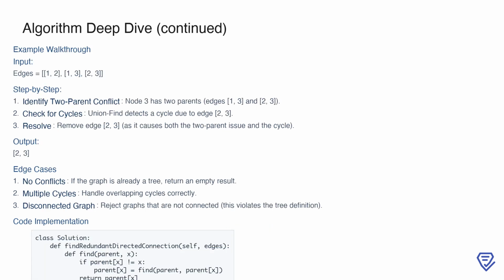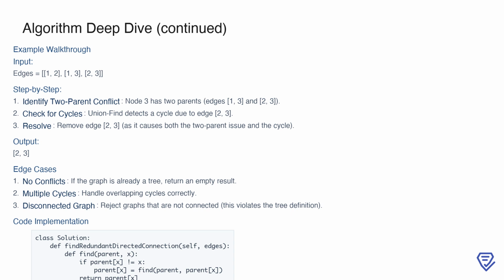Let's consider an example to understand the algorithm in action. Suppose the input edges are 1, 2, 1, 3, 2, 3. First, we identify that node 3 has two parents, associated with edges 1, 3, and 2, 3. Next, we check for cycles using union find and detect a cycle involving edge 2, 3. To resolve the issue, we remove edge 2, 3, as it not only causes the two-parent conflict but also contributes to the cycle. The final output is 2, 3.